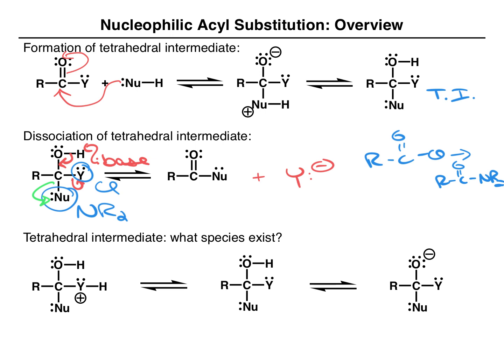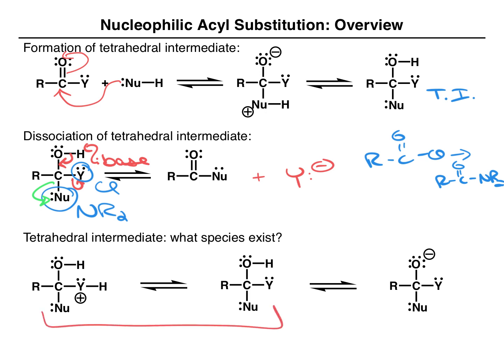This is something that we'll come back to as we work through the details of the mechanisms, but I just wanted to point that out here. As we consider the tetrahedral intermediate, what's actually going to exist? We might have a species that has a positive charge. We might have something where everything is neutral, or we might have something where we have a negative charge. And quite possibly, we will have a combination.